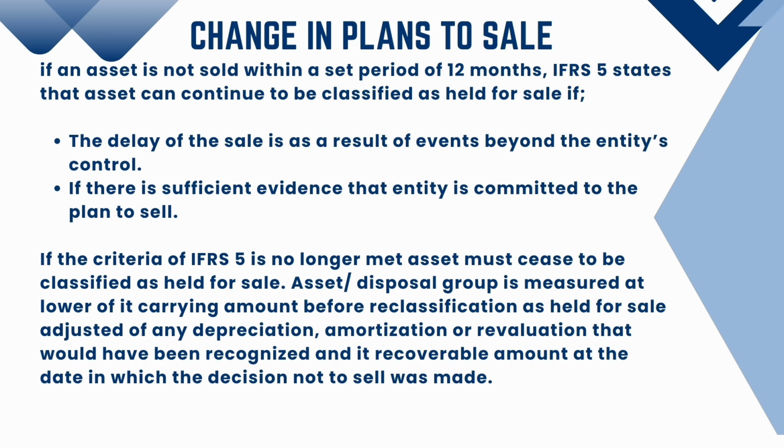And how do we measure an asset which was once a non-current asset held for sale? IFRS 5 says it should be measured at the lower of its carrying amount before reclassification as held for sale, adjusted for any depreciation, amortization, or revaluation that would have been recognized. We already talked about how we get our carrying amount: carrying amount is the initial cost of the asset less all depreciation and amortization.